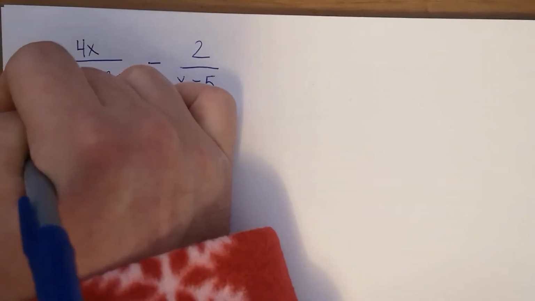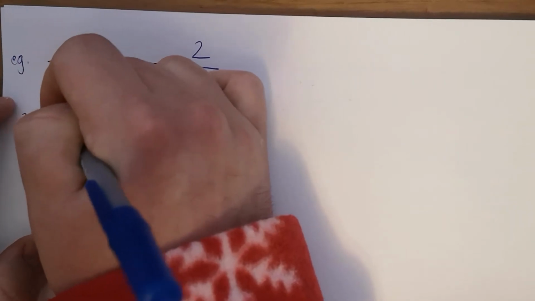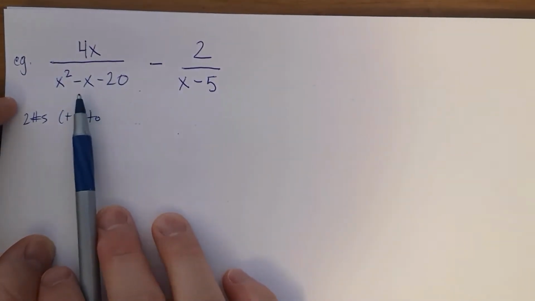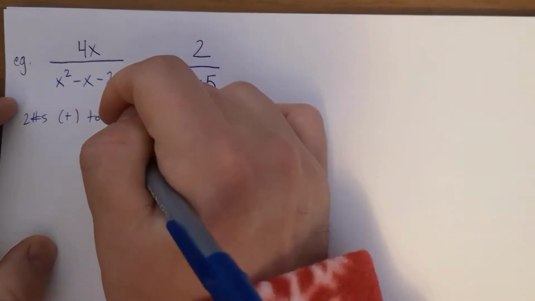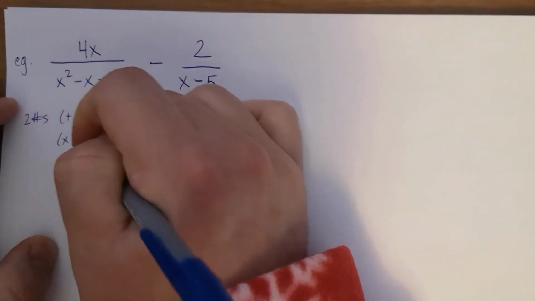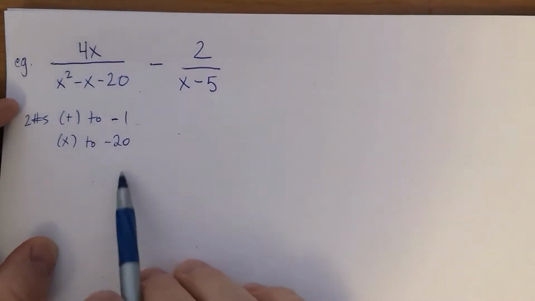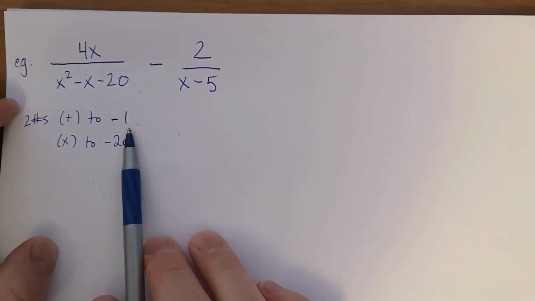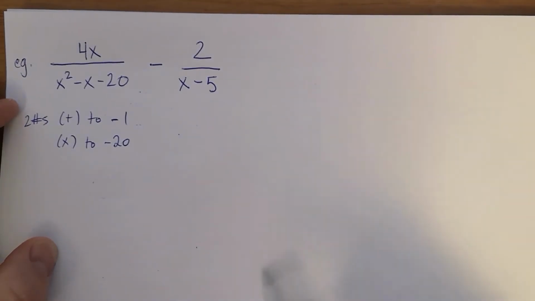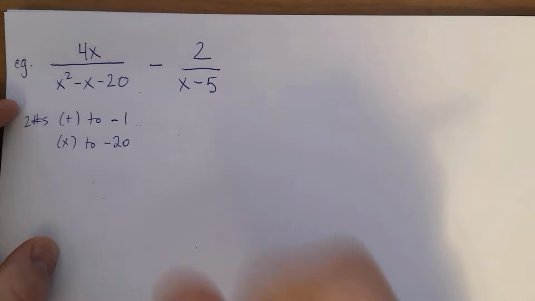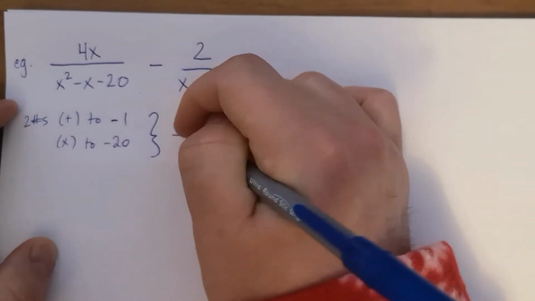So again, we're looking for two numbers. They add to the middle number. In this case, you have negative x, so the number in front of that would be negative 1. And they have to multiply to the last number, which in this case is negative 20. Often it's pretty easy when they add to negative 1 because you're going to have two digits that are just 1 away from each other. Multiplying to 20, it's going to be negative 5 and positive 4.